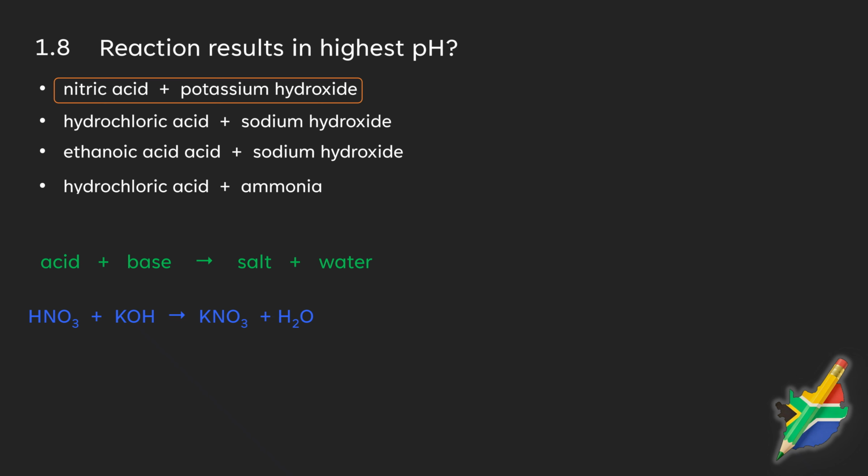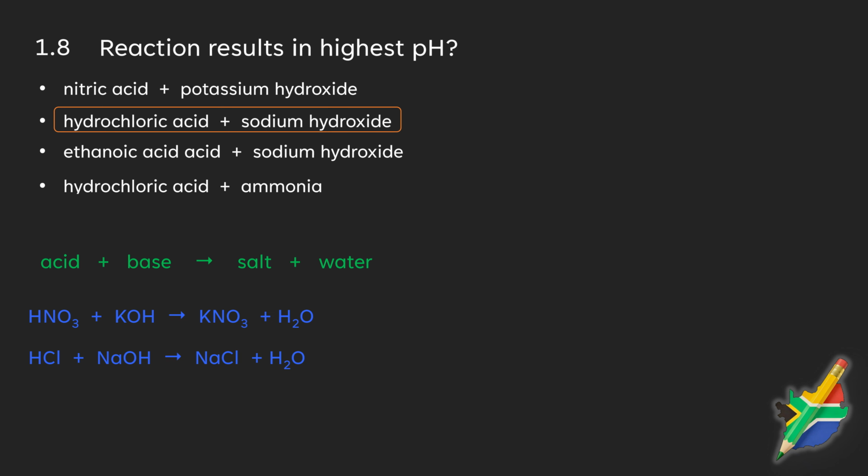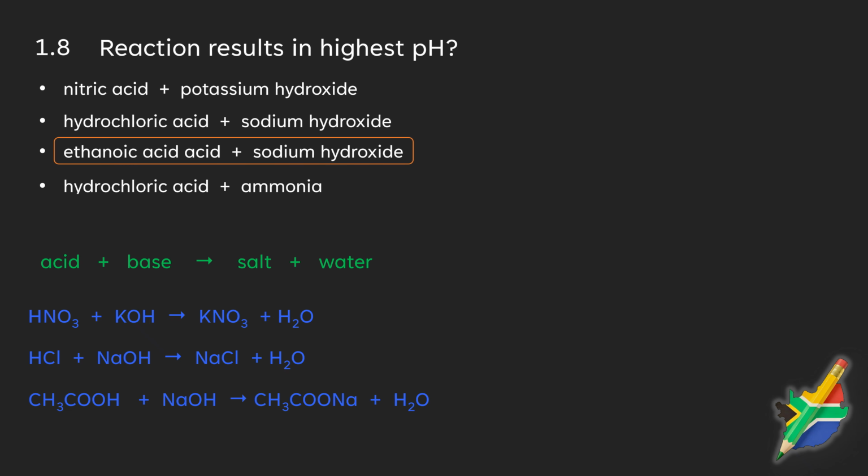When nitric acid and potassium hydroxide react, the products are potassium nitrate and water. We can see the potassium ion from the base and the nitrate ion from the acid form the salt potassium nitrate, and the hydrogen from the acid and the hydroxide from the base form water. In a similar way, when hydrochloric acid and sodium hydroxide react, sodium chloride and water form. When ethanoic acid and sodium hydroxide react, sodium ethanoate and water form.